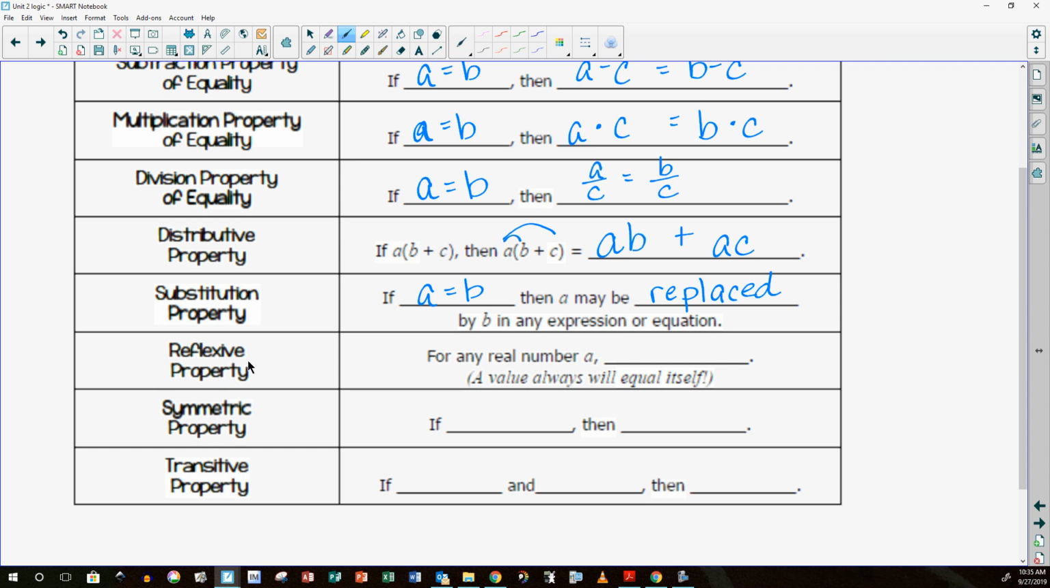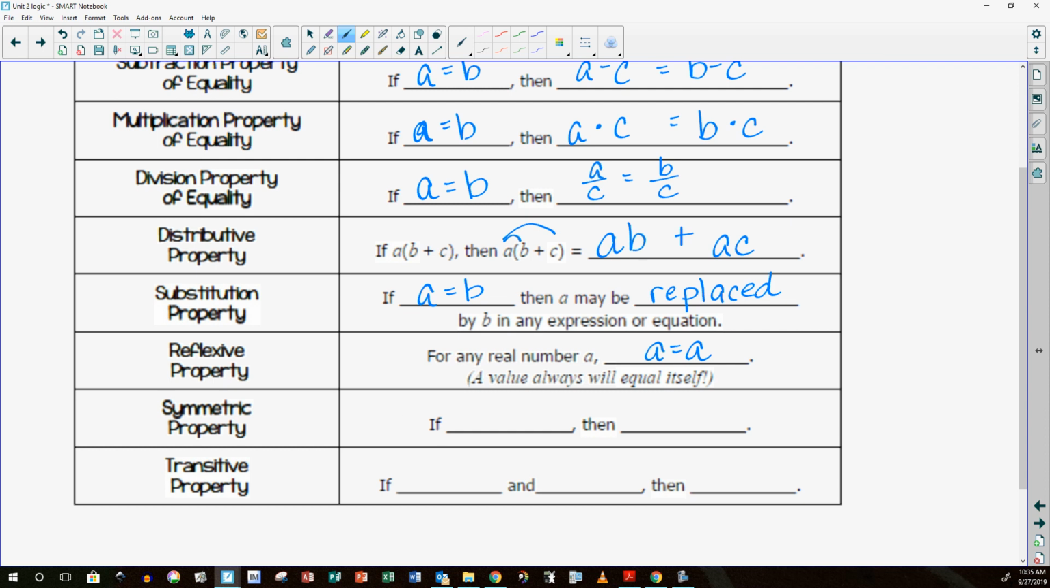Reflexive property may be new. Reflexive is like looking in a mirror. When you look in a mirror, you see yourself, correct? Well, for anything, any real number, anything at all, A is equal to itself. Which, 3 equals 3, 10 equals 10, okay?